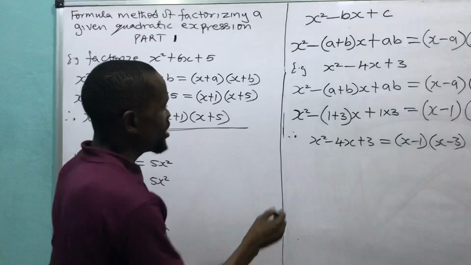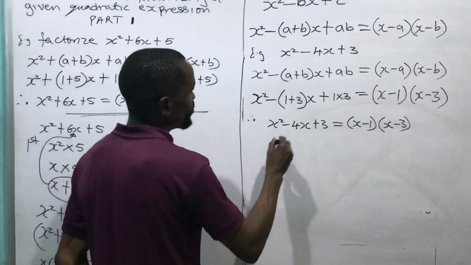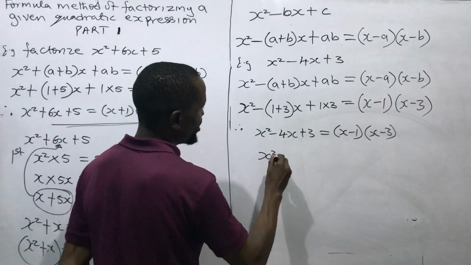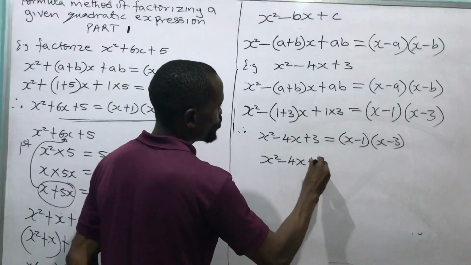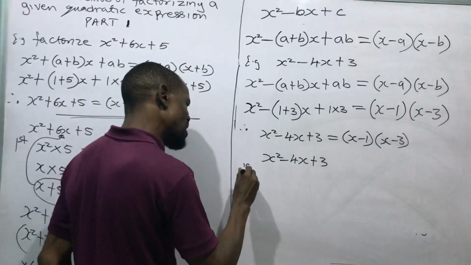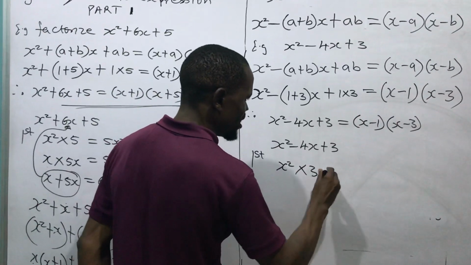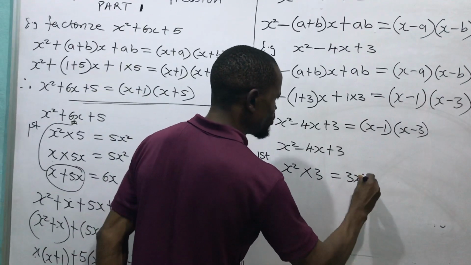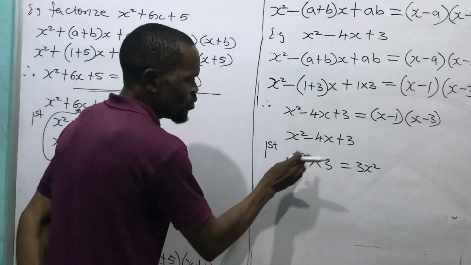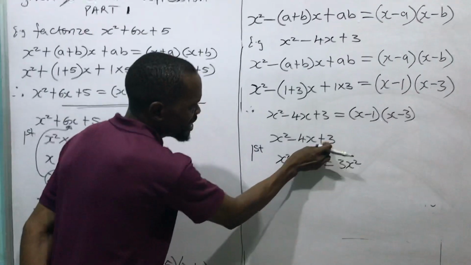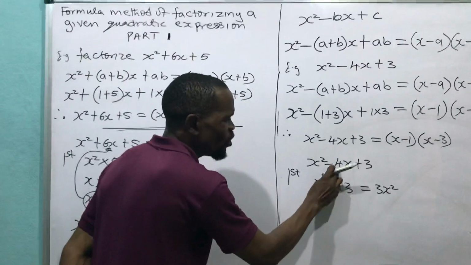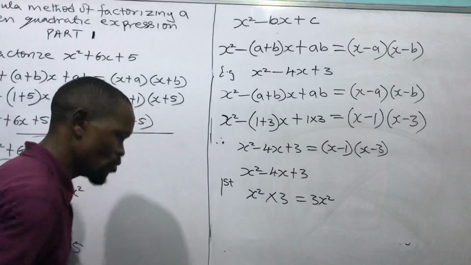Using the general formula, we can now say that, first, what am I solving with the general formula? x squared minus 4x plus 3. I'll do the same thing I do first. I'll say x squared times 3 gives me 3x squared. I will now ask myself, what will I multiply together that will give me 3x squared, and when I add it together, it gives me minus 4?